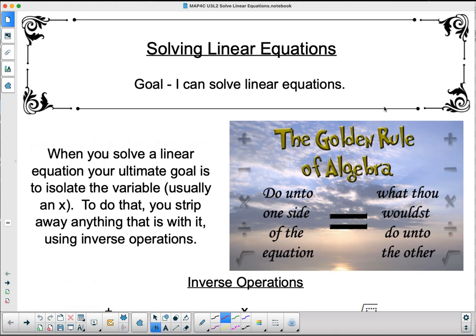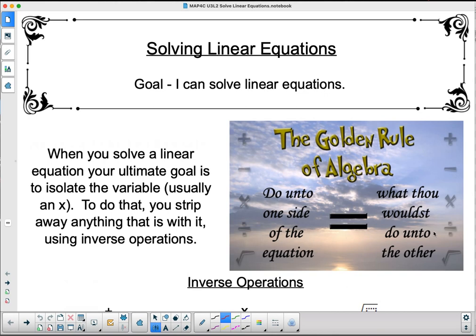What's a linear equation? Well, a linear equation is an equation that has a variable in it, and to solve it means to get that variable by itself. So just to read this here, when you solve a linear equation, your ultimate goal is to isolate the variable, usually an x. To do that, you strip away anything that is with it using inverse operations. And of course, when you strip away something on one side, you have to do the same thing to the other, which is the golden rule of algebra.